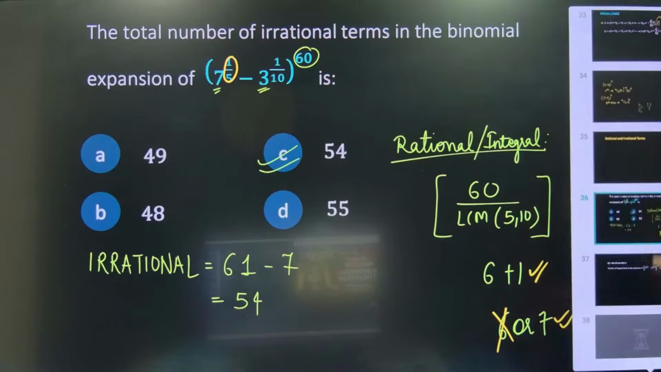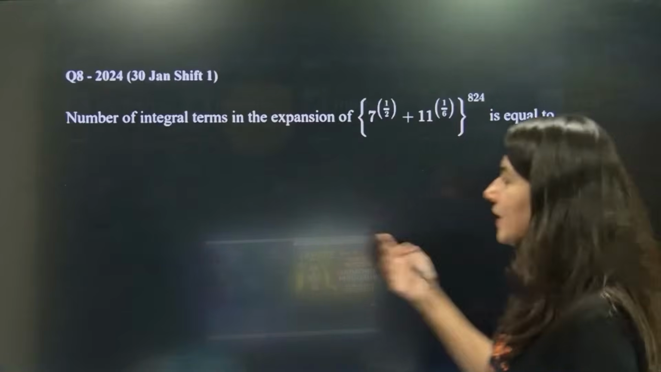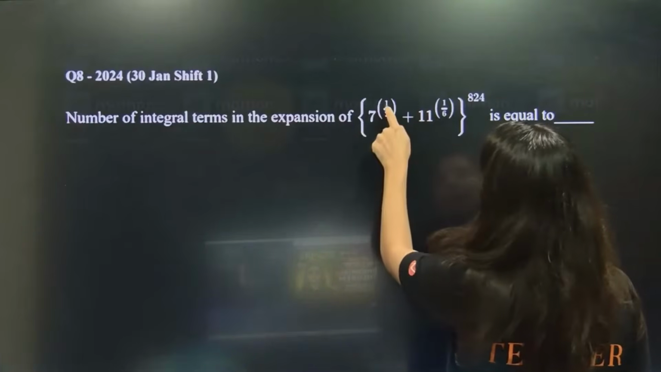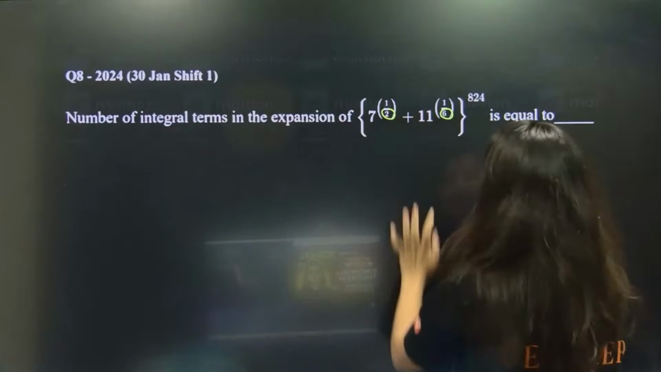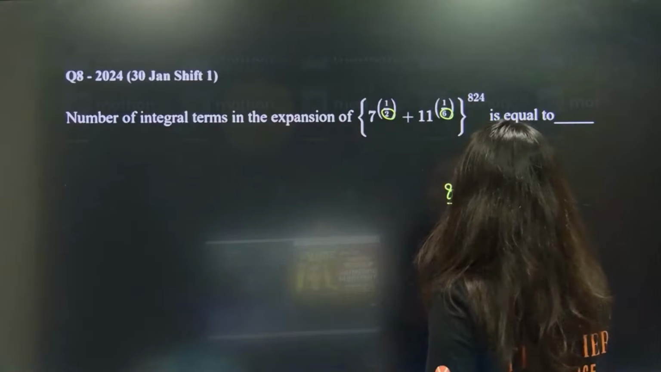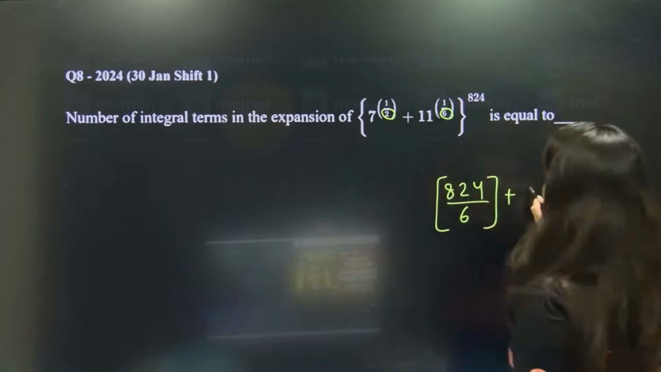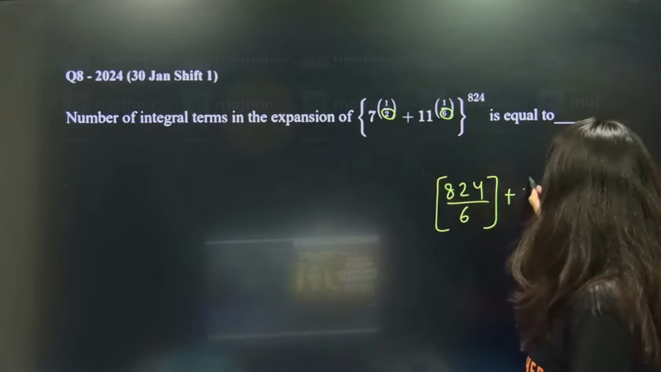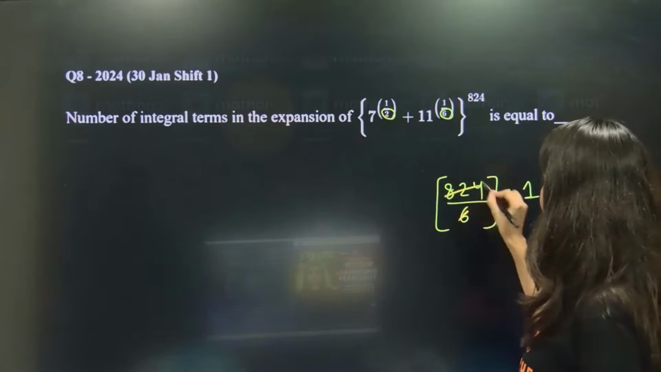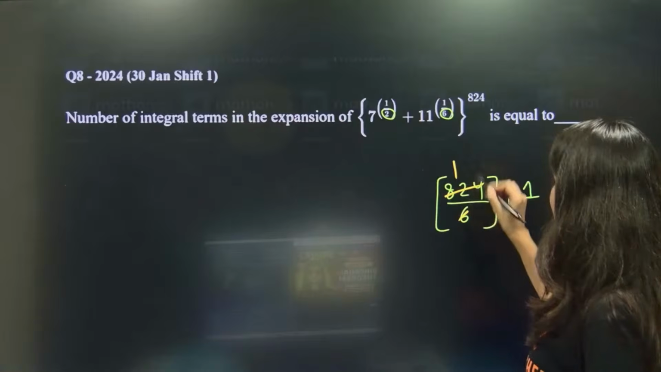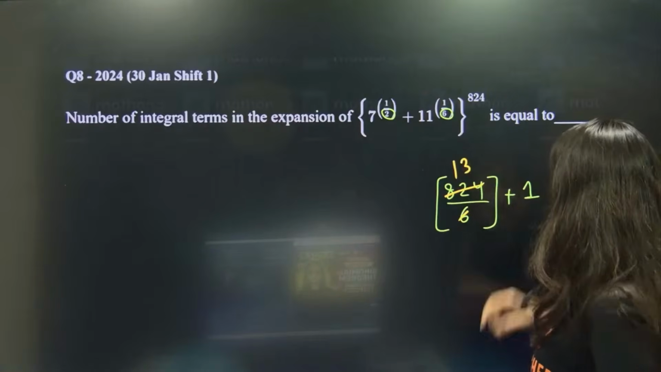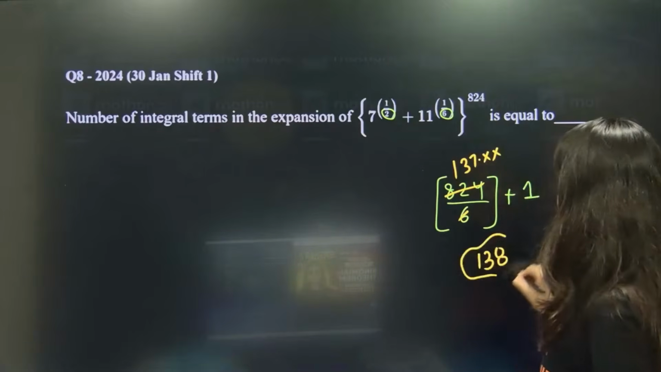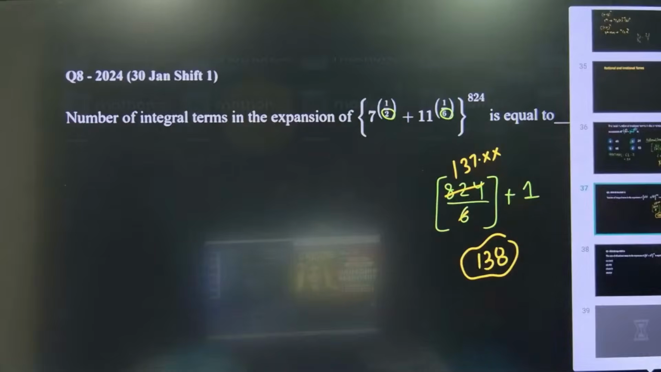Okie dokie. Another question from JEE Main 2024. Number of integral terms again. 7 power 2. LCM of 2 and 6 is 6. So 824 upon 6, GIF. Whether to add 1 or not depends on whether 824 is divisible by 2. Yes, ma'am, divisible. So add 1. 6 ones are 6, then 6 threes are 18, 18, and then 137 point something. So 138 is the answer. JEE Main 2024 PYQ with the Ninja Technique.